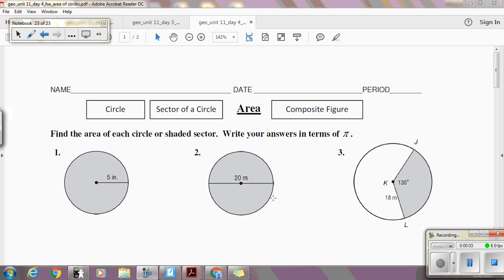This is your tutorial over areas of circles and sectors. I'll work the odd problems with you.